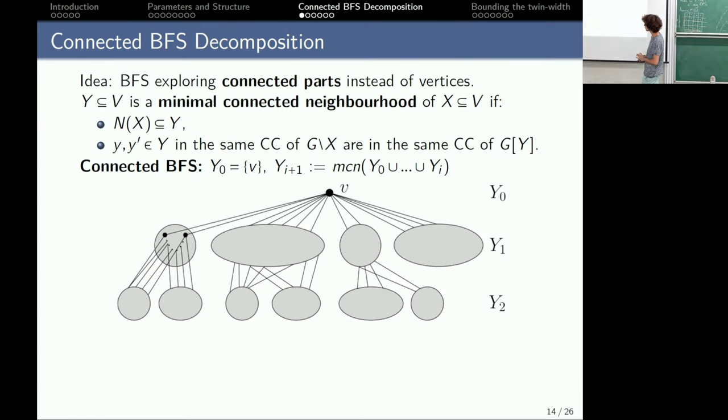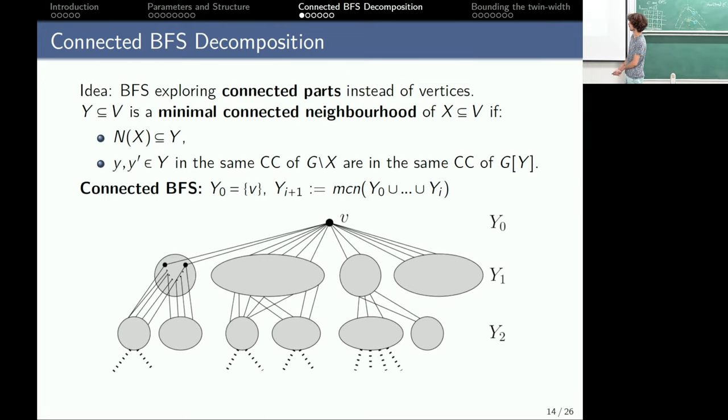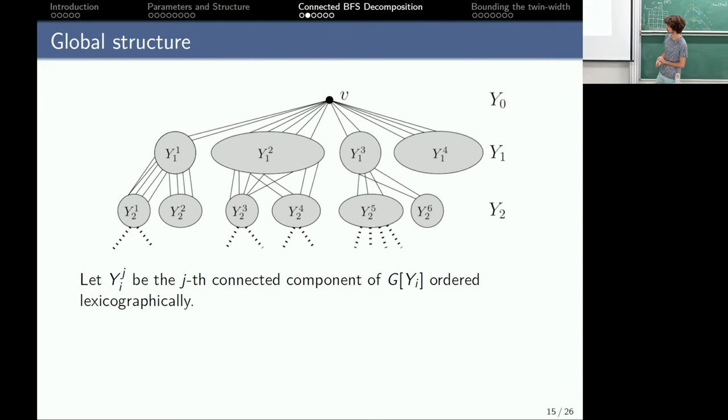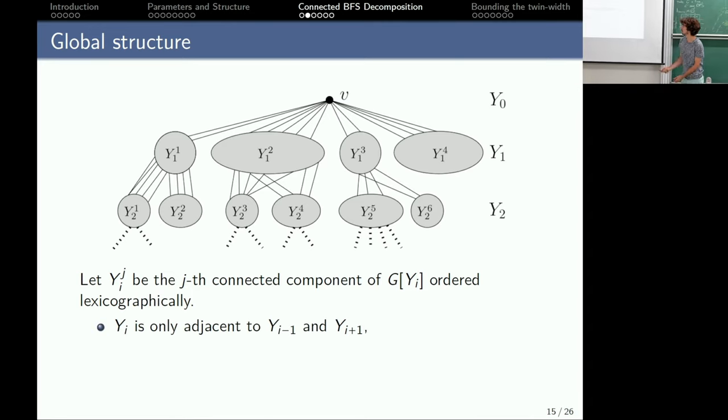You do the same for other connected subgraphs of your first layer, and basically you get a decomposition like this. At each step, layer i plus 1 is the minimal connected neighborhood of layer i. So what does this give us? We'll call the connected components of each layer, the graph induced by each layer, Y_i,j, ordered lexicographically according to their parents. So if this is Y_1, then the children of Y_1,1 are seen before the children of Y_1,2. And we note the following.